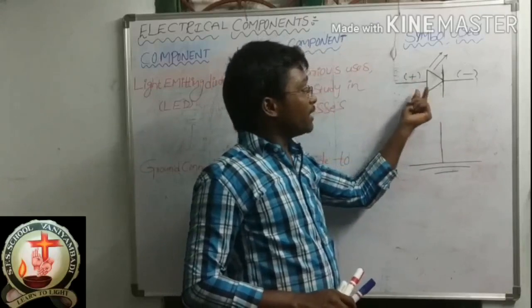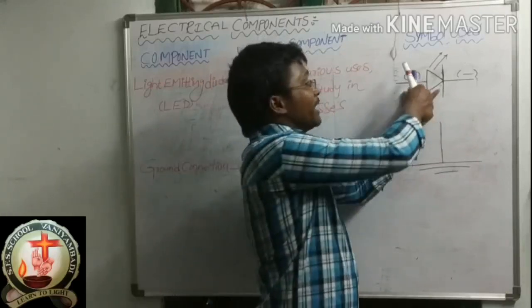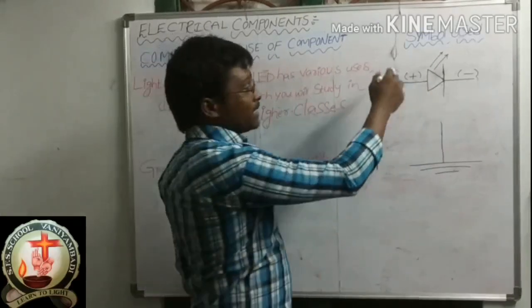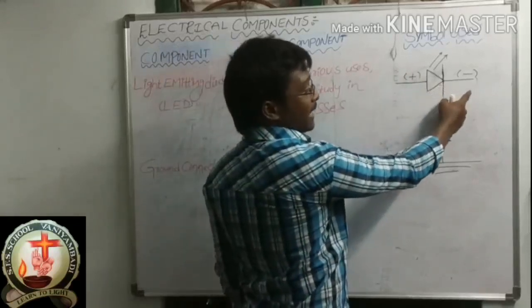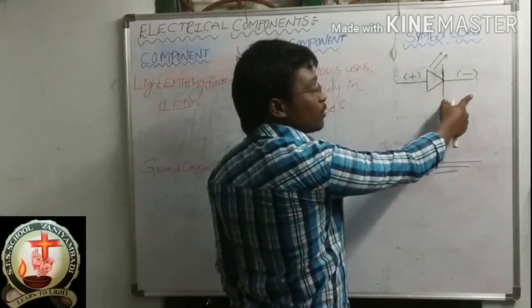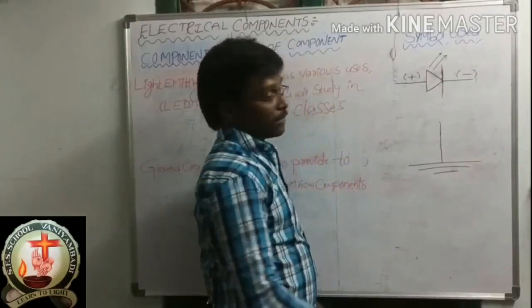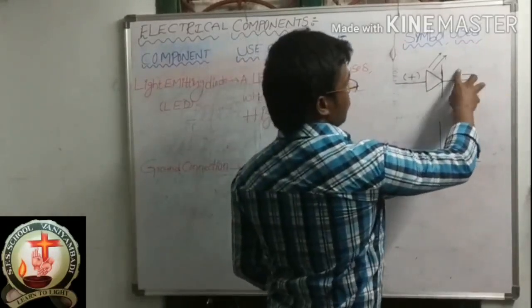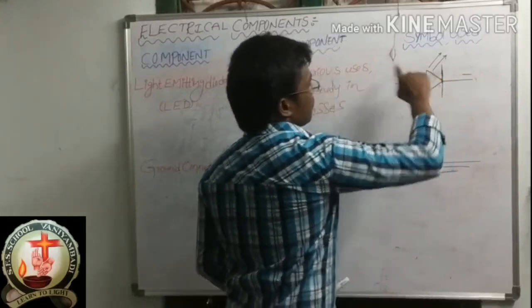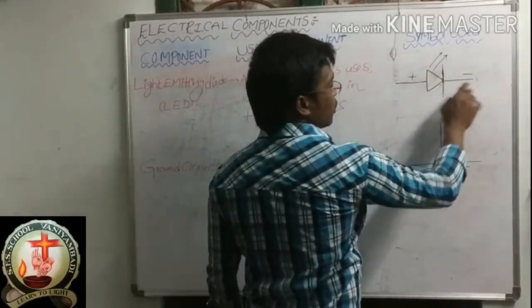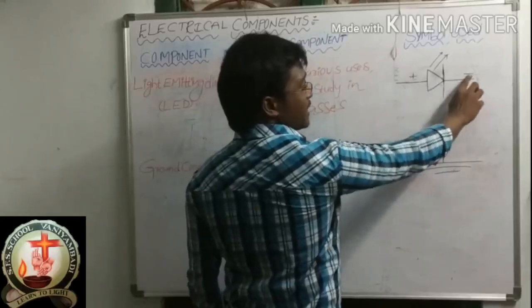So anode is positive, so I denoted here a plus symbol. This is the cathode. Cathode is negative, so here I indicated a minus symbol. Otherwise you can remove this. Okay, this is the anode and this is the cathode. Anode is positive, cathode is negative.